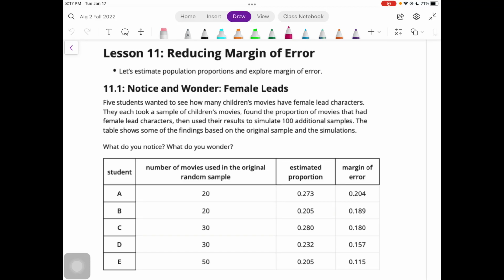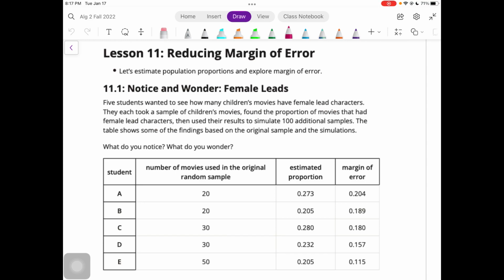All right, let's take a look at lesson 11 from unit 7, reducing margin of error. So we're going to estimate population proportions and explore margins of error. All right, so 11.1, notice and wonder, female leads.